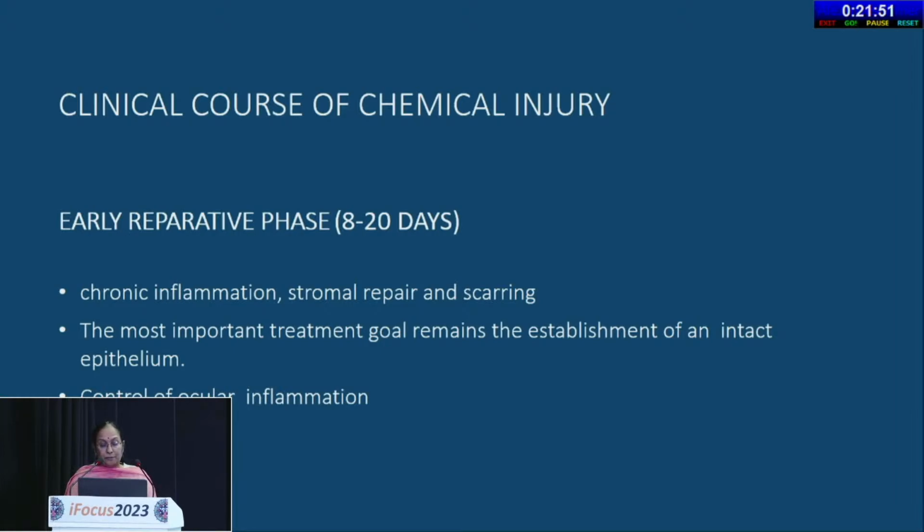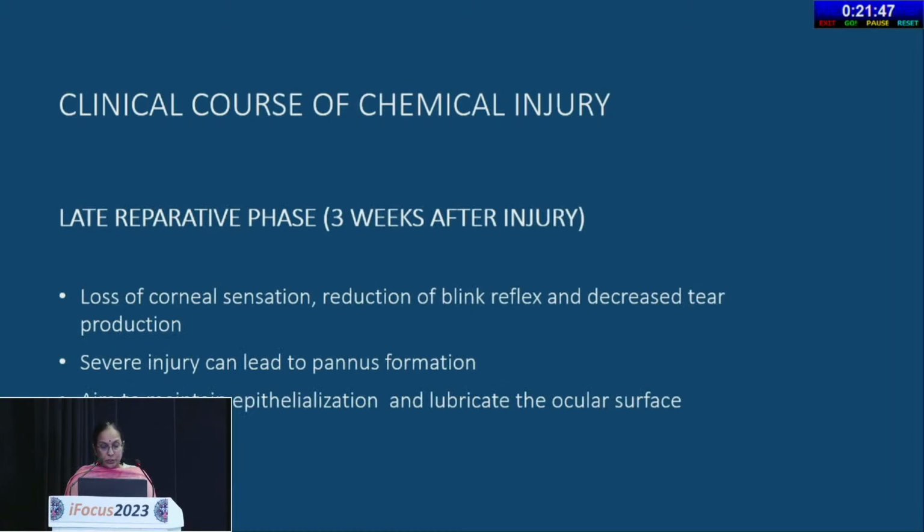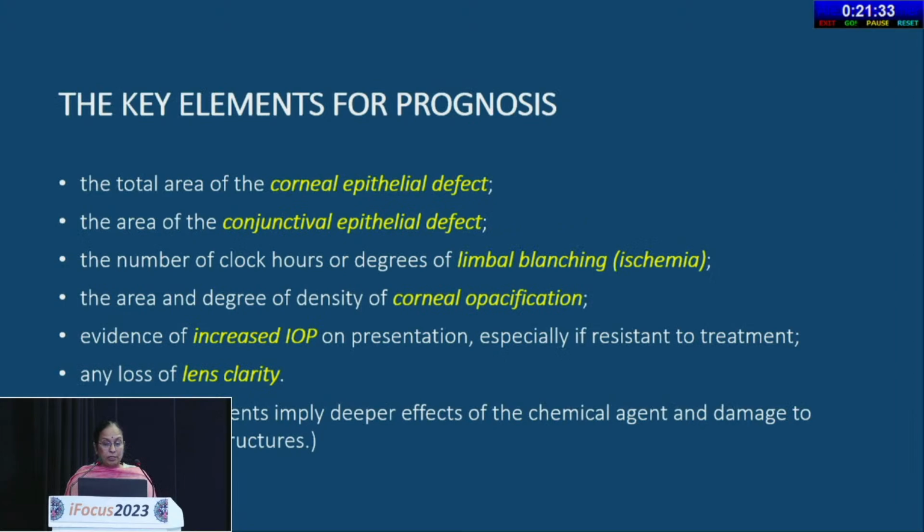And here the goal of treatment is the establishment of intact epithelium and to control inflammation. Whereas in the late phase, there would be loss of corneal sensation, reduction of blink reflex and decreased tear production, severe injury leading to pannus formation, and here you have to maintain the epithelialization and lubricate the ocular surface.